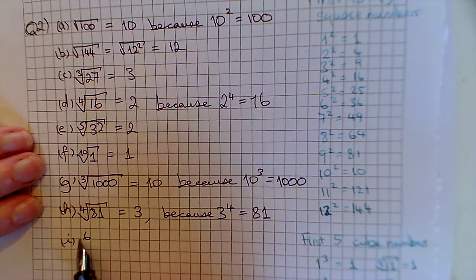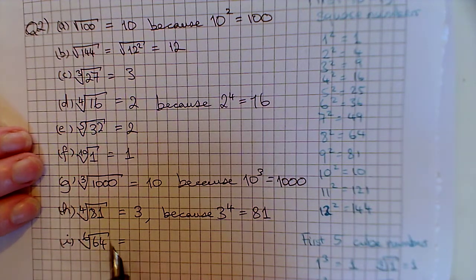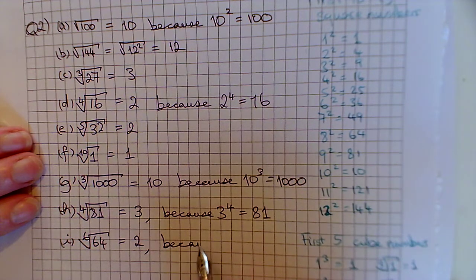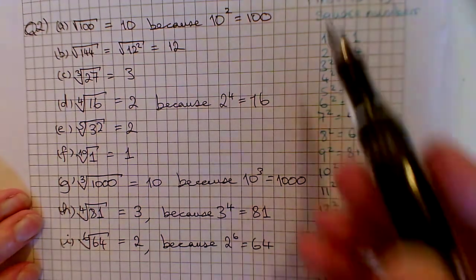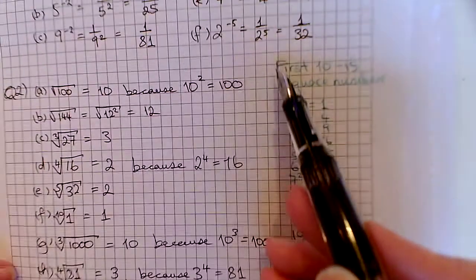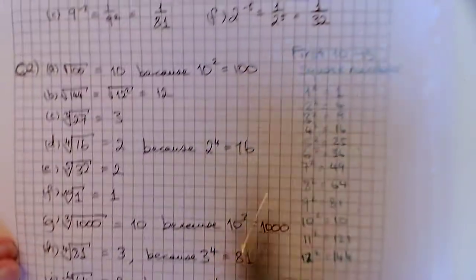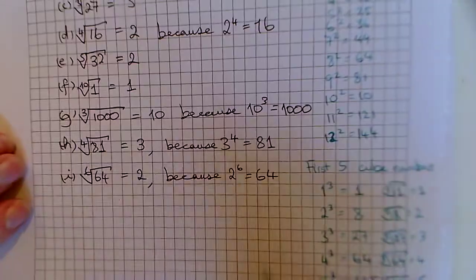I, the sixth root of 64. Okay, again, you probably wouldn't know and you'd need to use your calculator to help you, but it's 2 because 2 to the power of 6 is 64. One way of thinking about that is that if 2 to the power of 5 is 32, multiply it by 2 again, and you get 64.